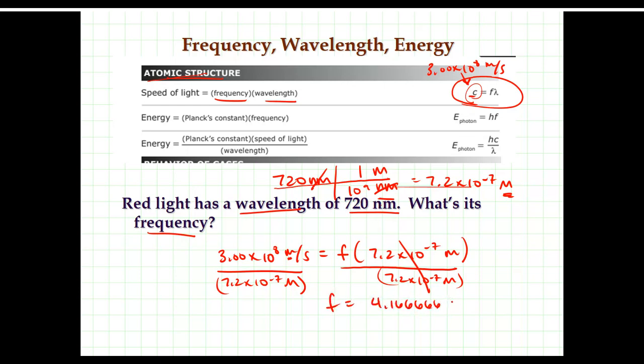4.166666, a lot of sixes, E14. So let's check our sig figs. We get to keep 2, not 3. 2 is fewer than 3. So my frequency is going to be 4.2. Remember that E14 means times 10 to the 14th. Frequency's unit label is hertz. 4.2 times 10 to the 14th hertz is going to be our answer here.